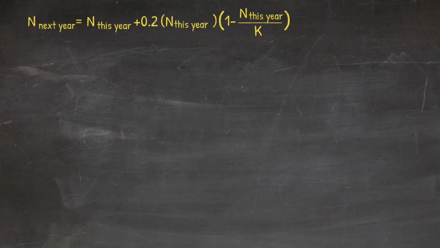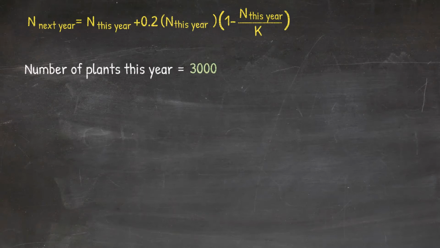Let's look at the formula provided. N next year equals N this year plus 0.2 times N this year times 1 minus N this year over K. The problem stem provides us that this year's number of plants is 3,000, so we can plug it into our equation. Instead of N this year, we put down 3,000 in 3 places in the formula.